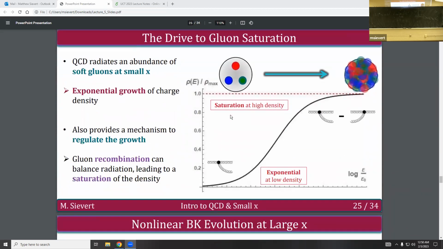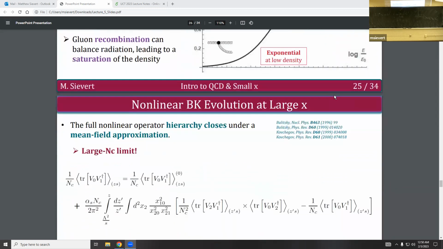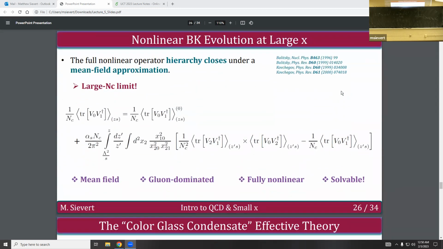But the really interesting thing is what happens at high densities. We expect that exponential growth in rapidity at low densities should turn over and slow down and eventually saturate, potentially to a maximum value at high energies. It's difficult to solve the Boltzmann hierarchy identically, but there's a lovely trick that makes it tractable. That trick is a mean field approximation.